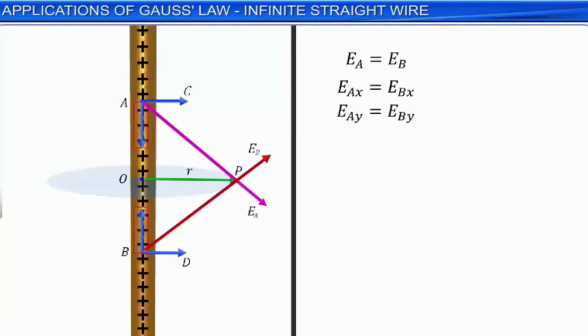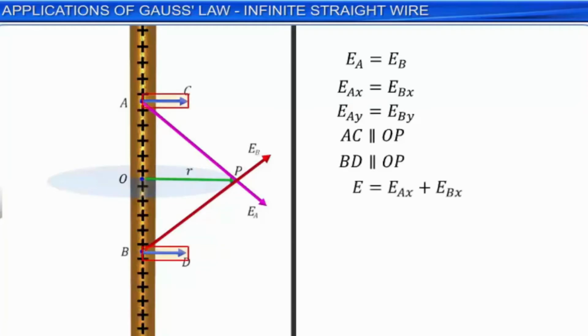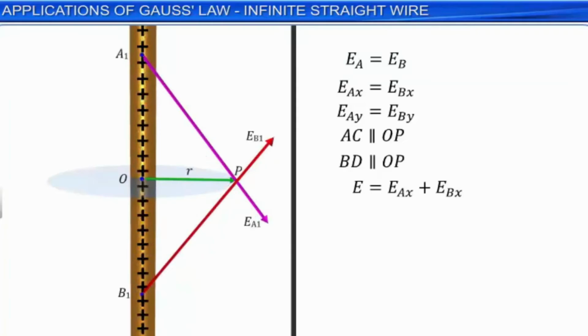The horizontal components are parallel to the radial vector along OP. Thus, the net electric field at P due to the elements at A and B is equal to the sum of their horizontal components and acts radially outward. This is true for any such pair of elements considered on either side of the element at O. Thus, the field at any point under consideration, like P, is radially outwards.